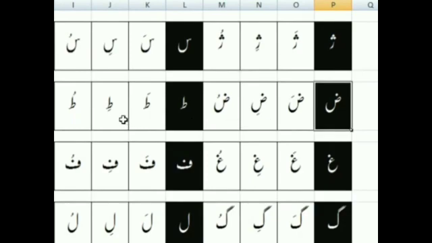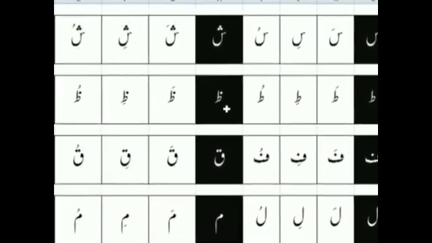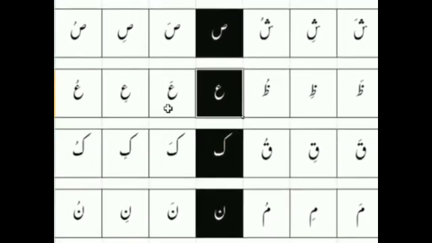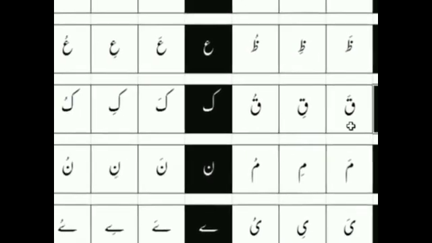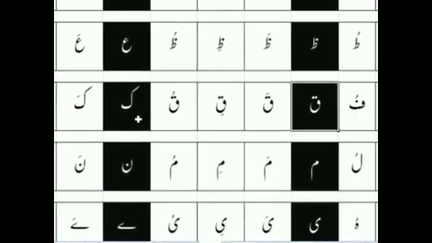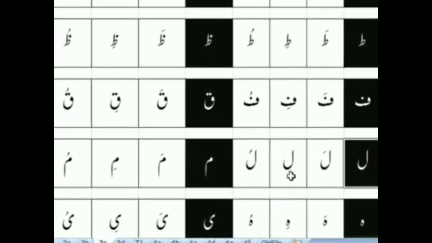Toin zabar ta, toin zer ti, toin pesh tu. Ain zabar a, ain zer i, ain pesh u. Ghain zabar gha, ghain zer ghi, ghain pesh ghu. Fe zabar fa, fe zer fi, fe pesh fu. Kaf zabar ka, kaf zer ki, kaf pesh ku. Lam zabar la, lam zer li, lam pesh lu.